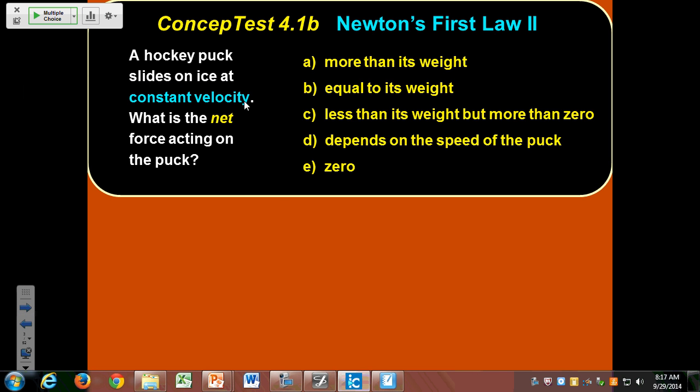Okay, E is right. If I have a net force of 0, that means I have 0 acceleration. Constant velocity is 0 acceleration, so those are the same.